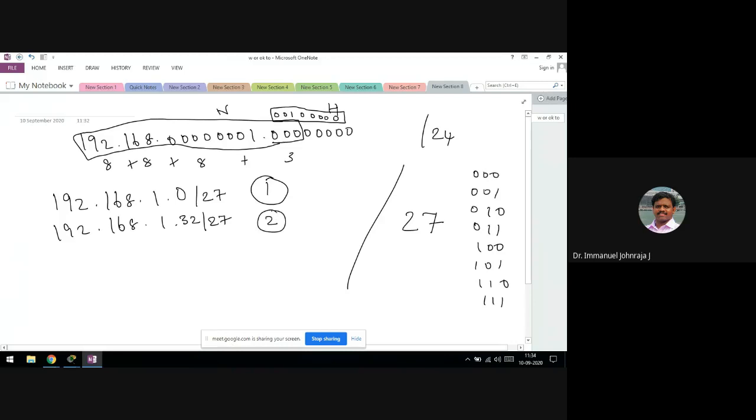This is your second network. What will be the third one? You can guess it: 192.168.1.64/27 is the third network, and you will get the 8 networks. If you continue the story, somewhere you will get 96, then 128, then 160, then 192, then 224. So you will get 8 such networks. All are /27. So take only the first one.